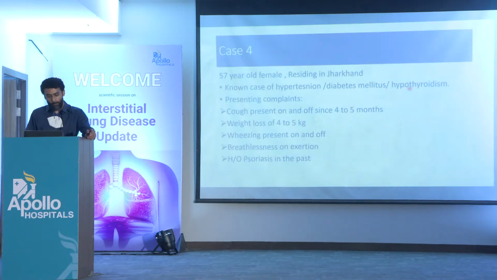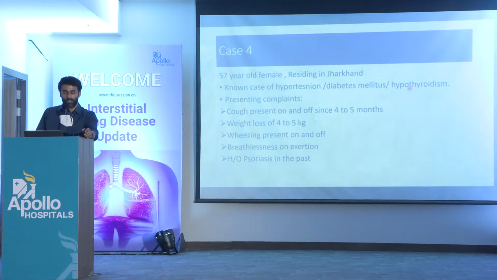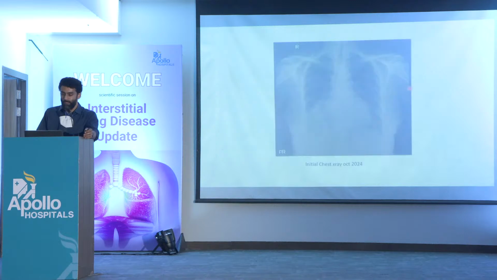Now coming to the fourth case, a 57-year-old female. She presented with cough, weight loss, wheezing on and off, and breathlessness, and she had a history of psoriasis. So this patient has all the symptoms: cough, constitutional symptoms, breathing difficulty, she has everything. This was her chest X-ray, which showed a right lower lobe opacity. This could possibly be pneumonia or a small parapneumonic effusion, we really don't know.